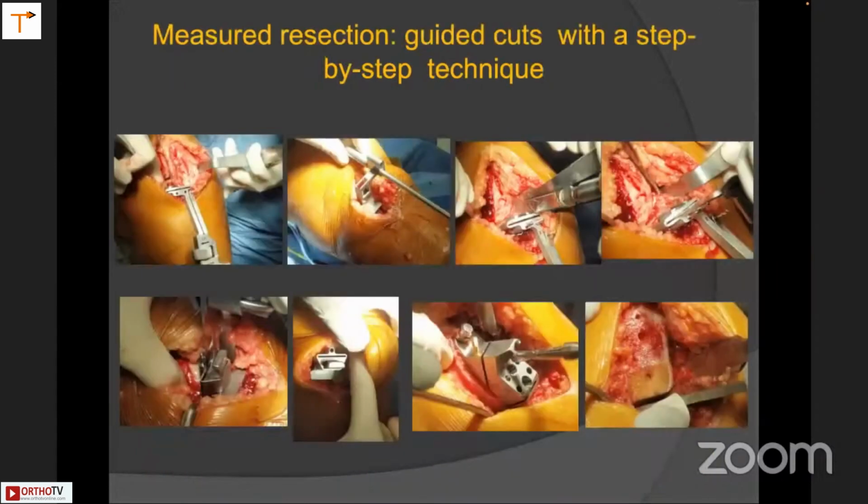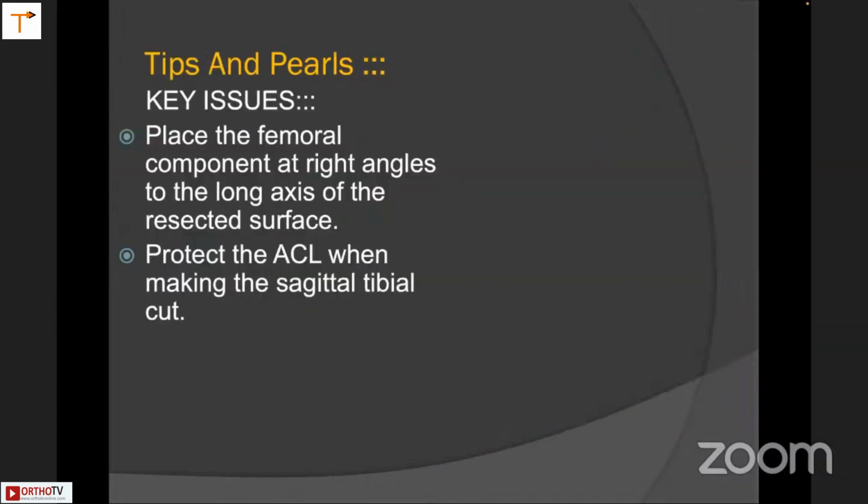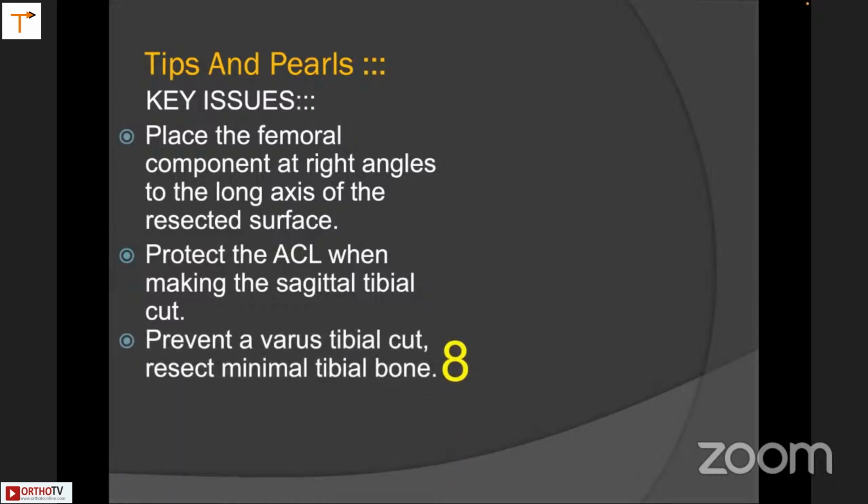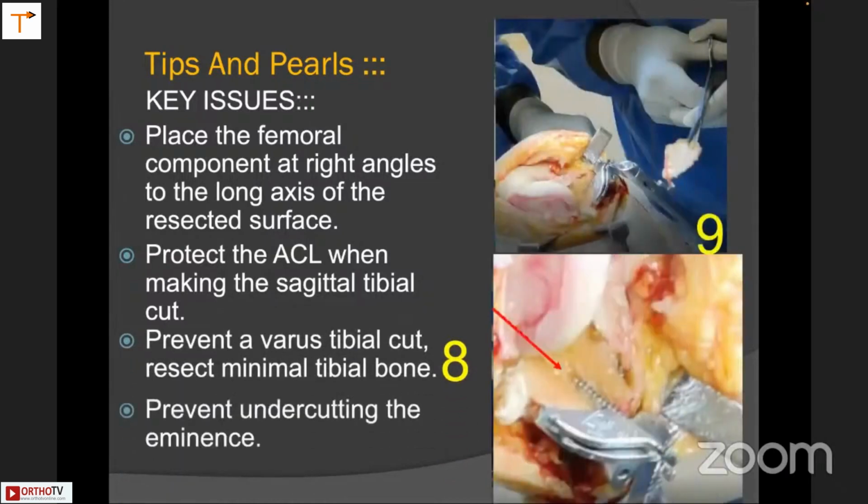These are some schematic steps using a measured resection technique with the Persona system. This allows for good visualization. You need a very small incision, and you do not need to dislocate the patella. The key issues are: place the femoral component at right angles to the long axis of the resected tibia, protect the ACL when making the sagittal cut, which is very, very important, and avoid making a varus tibial cut, with resection of minimal tibial bone.